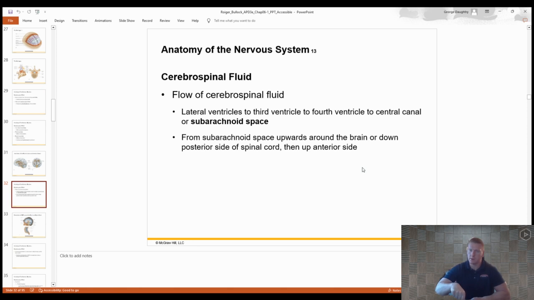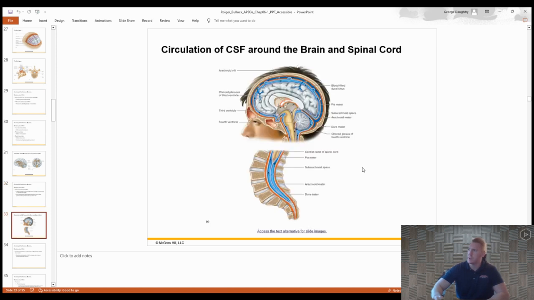So we're not on the level of the pia mater, but we do have it flow down, and from that subarachnoid space upwards around the brain or down the posterior side of the spinal cord, then up the anterior side. So basically what this is all saying is it goes from lateral to third to fourth, and this whole time we're in the subarachnoid space, right? Once we get down to the brainstem, we can either go up the posterior sides of the brain, or we can go down the descending portion and then back up the ascending portion of the spinal cord. That's the general flow of cerebrospinal fluid.